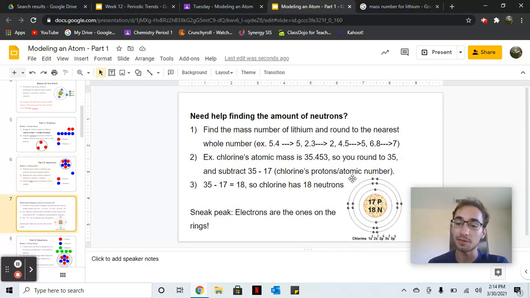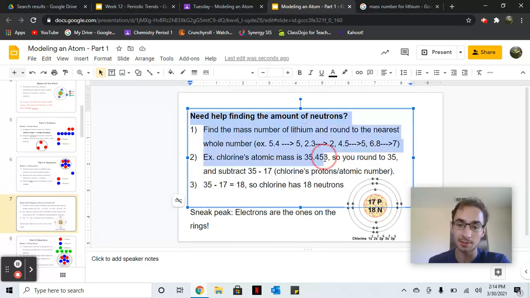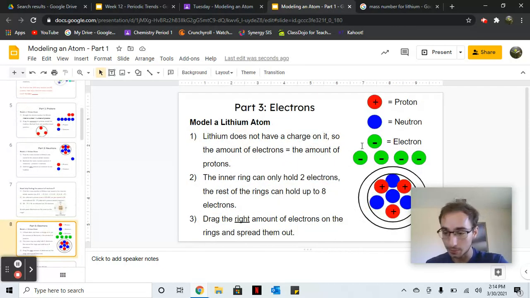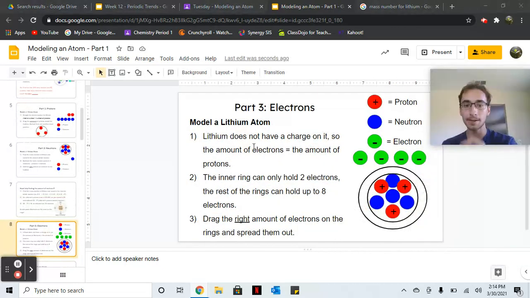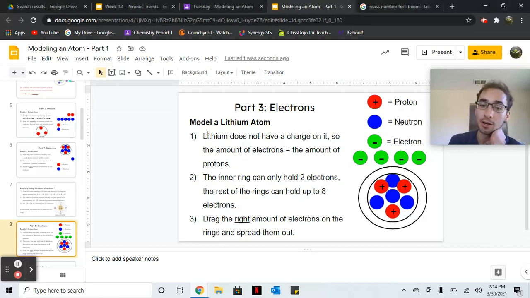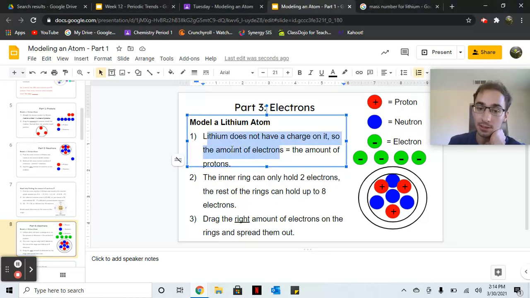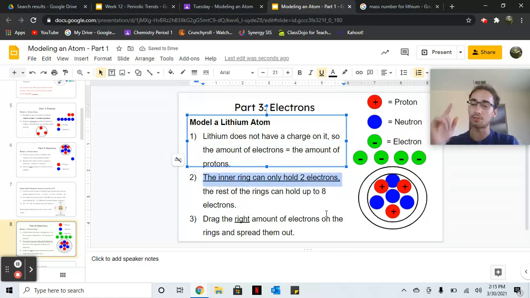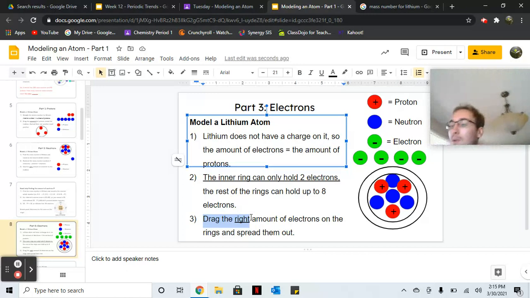And here's some review. If you need help finding the amount of neutrons, check out this slide. The electrons are a little tricky. Lithium does not have a charge on it, so the amount of electrons is equal to the amount of protons. You need to balance out the pluses with minuses. The inner ring, though, can only hold 2 electrons. All the other rings outside the first one can hold up to 8. Drag the right amount of electrons on the rings and spread them out.